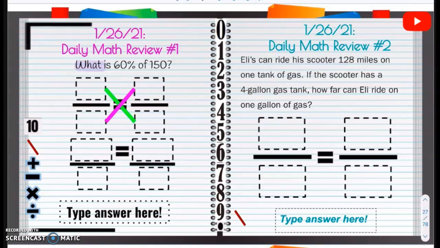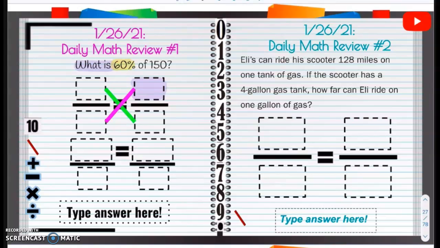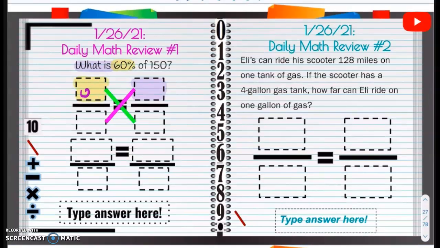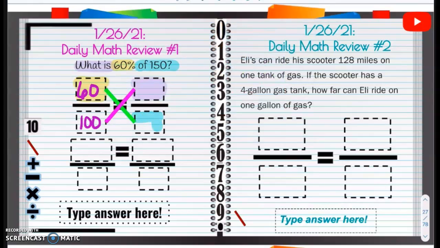So we're trying to figure out what is 60%. We know that 60% is going to be a percent out of 100. So we know 60% is going to be 60 out of 100. And then of 150. So 150 is our total. But we don't know what the part is. We don't know what is. Remember is over of? We don't know what that is.